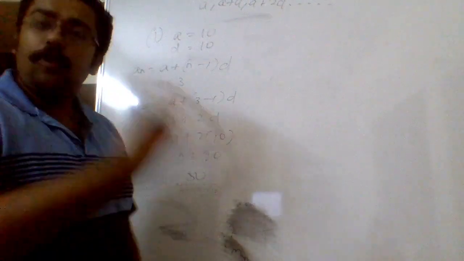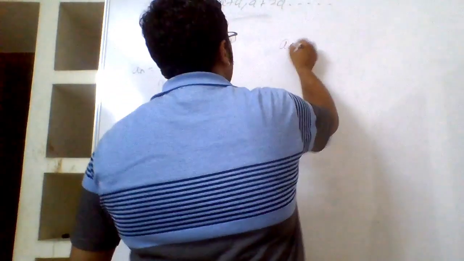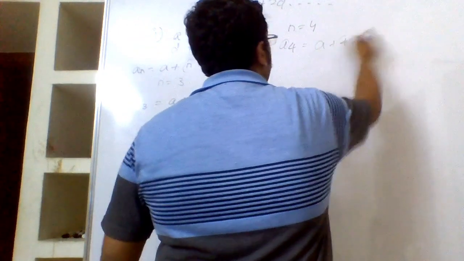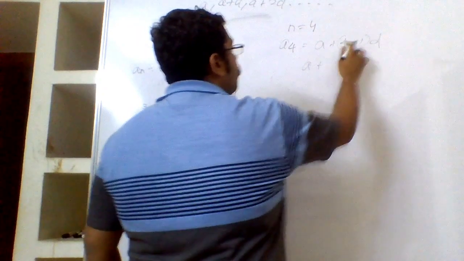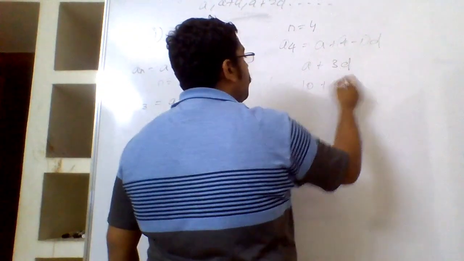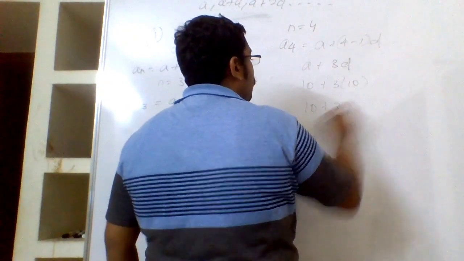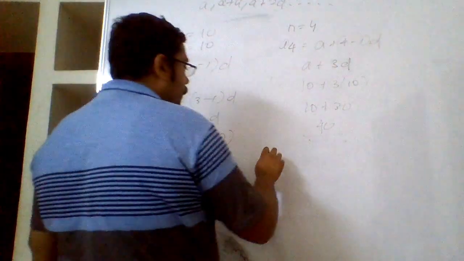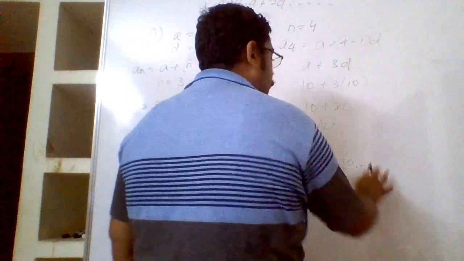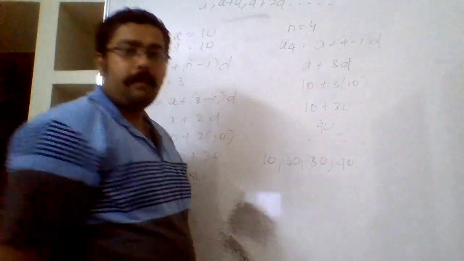Next, in the same way you should do A4. A4 means you have to put n is 4. So A4 will be A plus (4 minus 1) into D. 4 minus 1 is 3, so it will be 3D. Put the value of A and D. A is 10 and D is 10. So 10 plus 3 into 10, 10 plus 30, you will get 40. Therefore the first four terms are 10, 20, 30, 40. These are the first four terms of the AP.